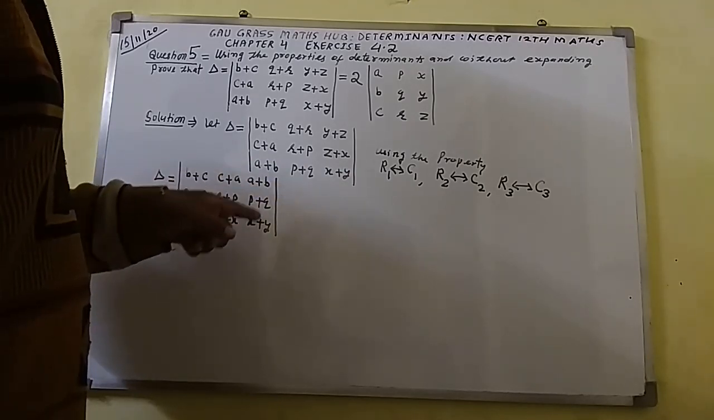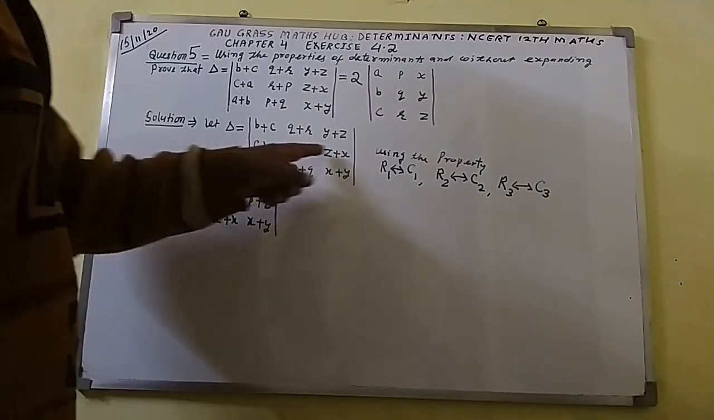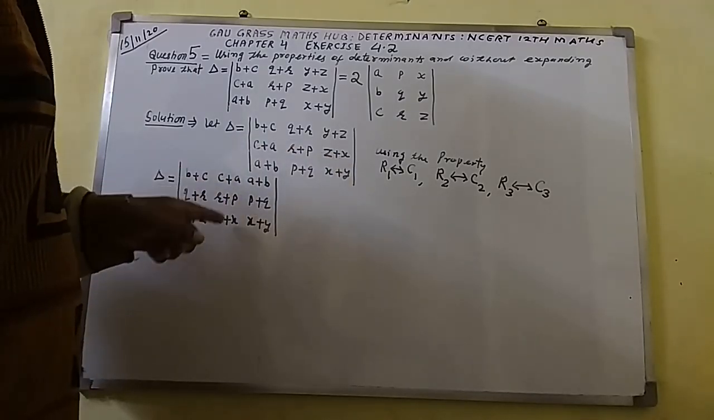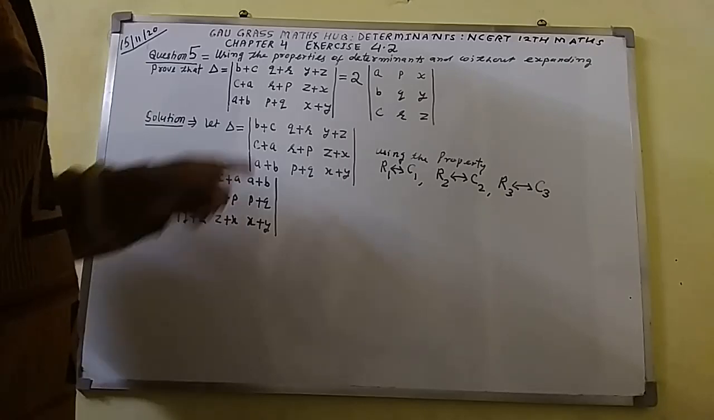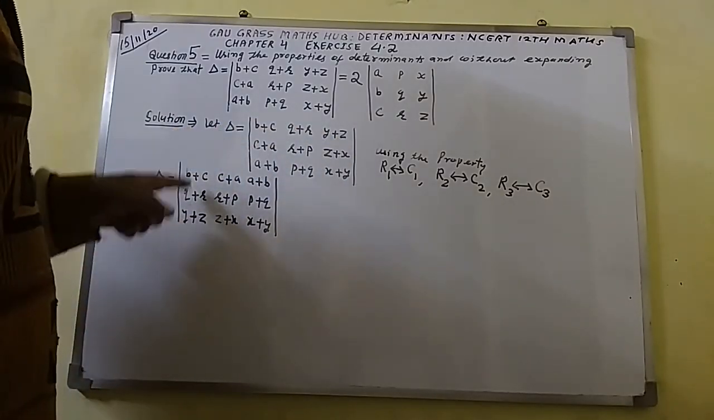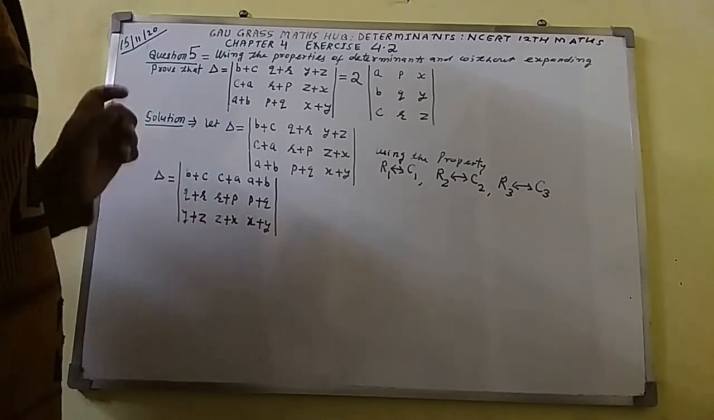A plus B, P plus Q, X plus Y. Here second row will become here second column: C plus A, R plus P, Z plus X. Here first row will be converted into first column here: B plus P, Q plus R, Y plus Z.